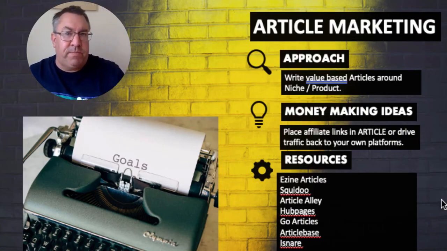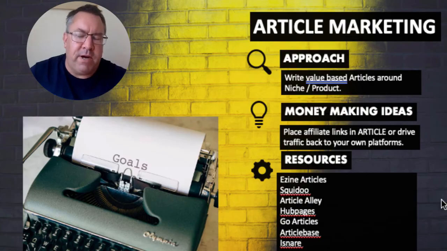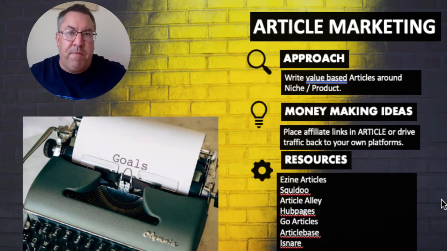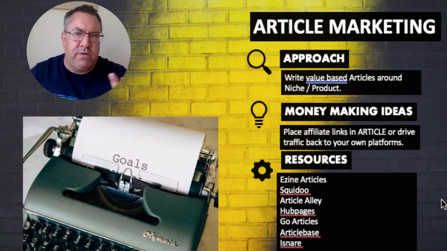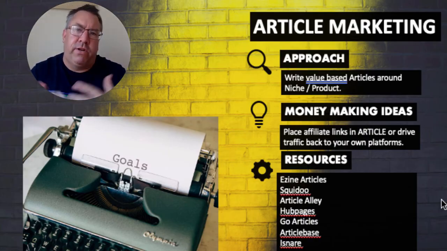Now, the best way to do this, especially if you've got things like a blog, is you can use a portion of the actual article you put in your blog on these article marketing sites, and then say, you know, get people back to your own blog to read more. So it's a good little tactic to have. You can place affiliate links in the article or drive traffic back to your other platforms.